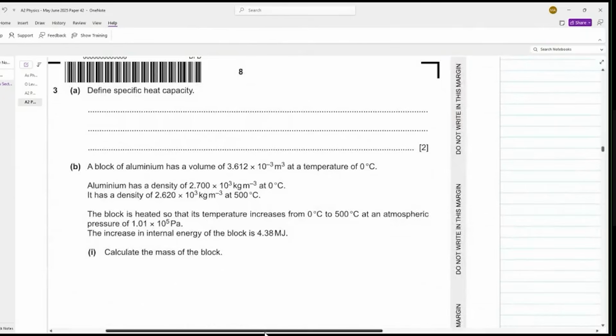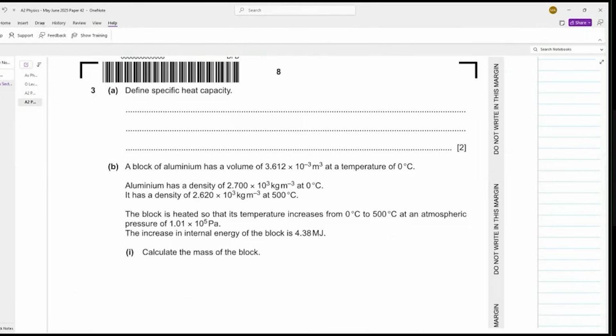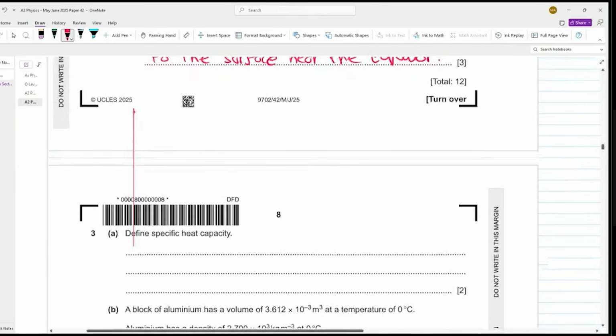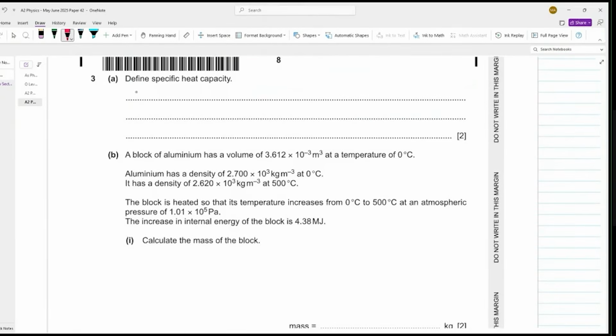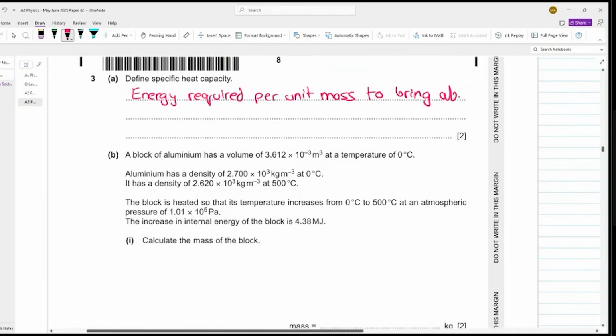आगे बढ़ते हैं. Now you have to define specific heat capacity. What is the specific heat capacity? Specific heat capacity is the energy required per unit mass to bring about a unit change in temperature. Easy. Let's further move ahead.